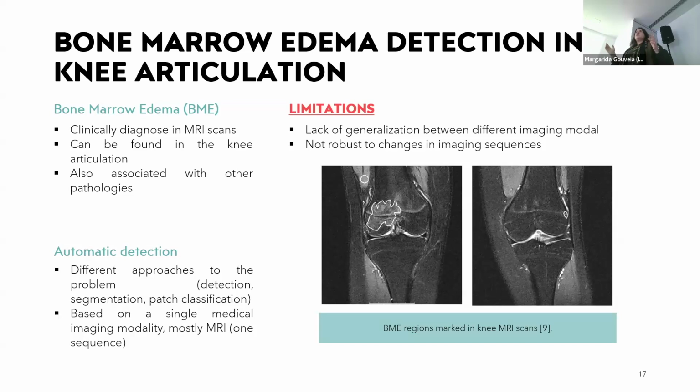Some works do detection, like bounding boxes, trying to identify the region of the edema. Some transform the detection problem into a segmentation problem, and others basically do patch classification, dividing the images into patches and trying to classify each patch for the presence or not of the disease, and with this detect the disease in the complete images. So as I said, the problem shows a lack of generalization between different imaging modalities. The models are only suited to deal with one of the MRI sequences.